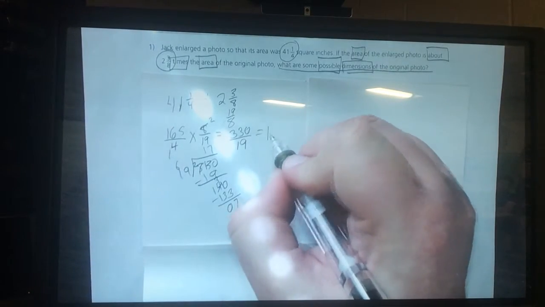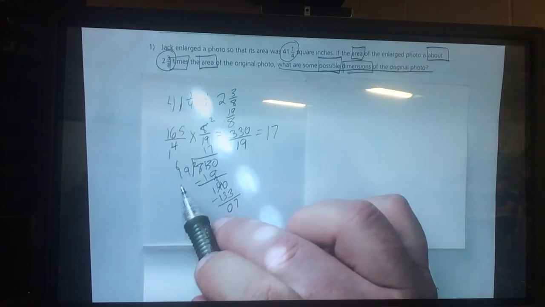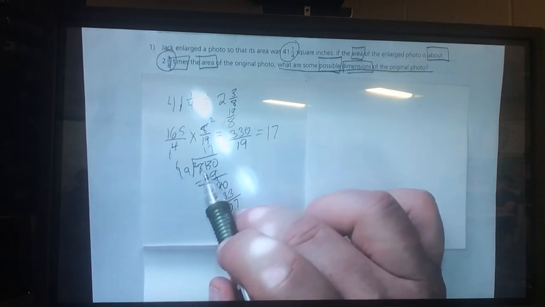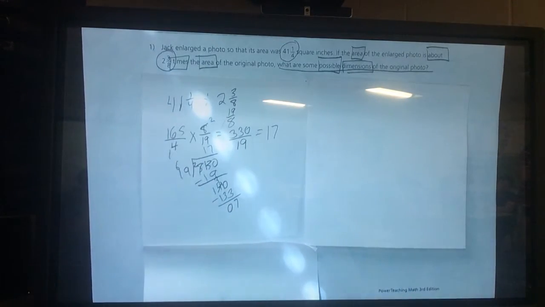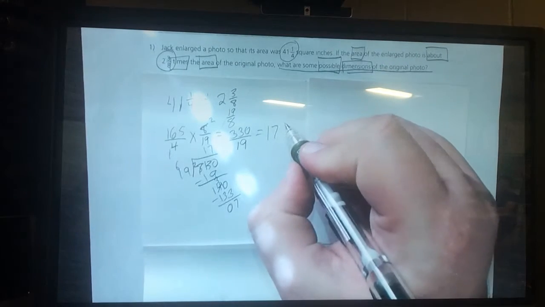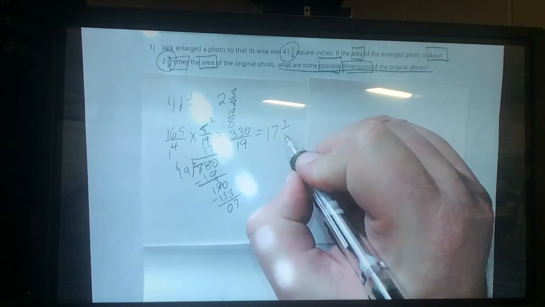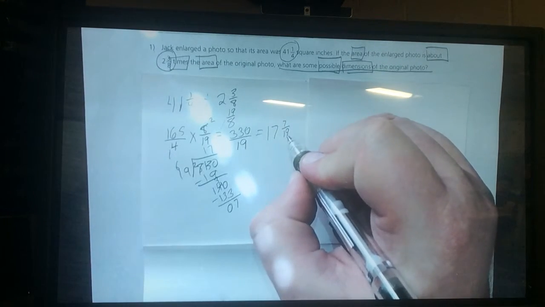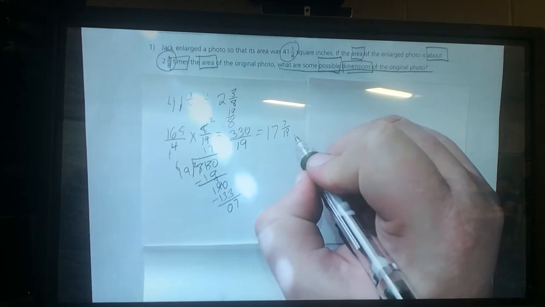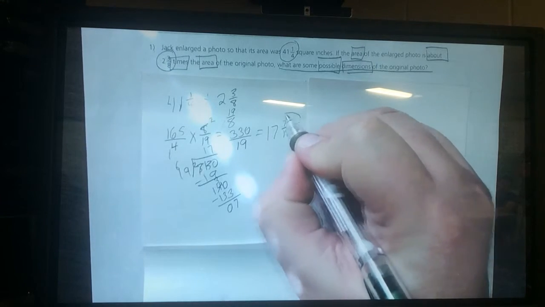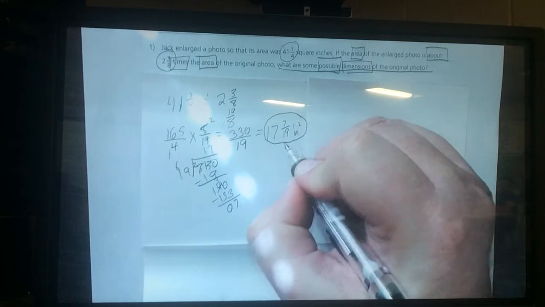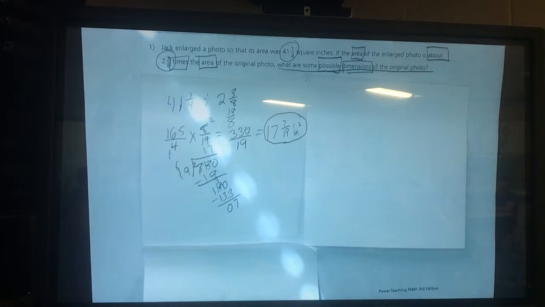So that's going to give me 17 wholes. I get 17 groups of 19 out of that 330. And my remainder, 7, is my numerator over 19. So I can get 7/19 of another whole. So this is going to be the original area: 17 and 7 over 19 inches squared.